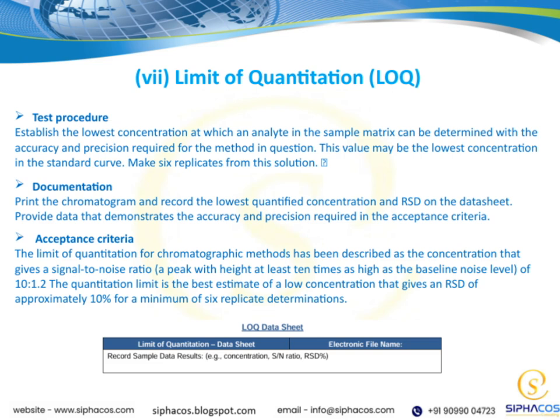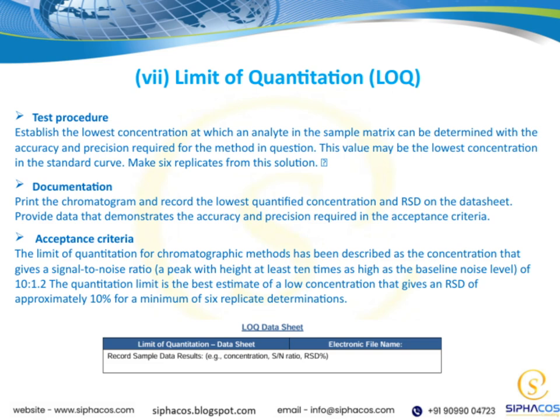Next, we need to document everything carefully. This means printing out the chromatogram, recording the lowest quantified concentration, and noting the relative standard deviation, or RSD. This data helps us demonstrate that our method meets the necessary accuracy and precision criteria for acceptance. Now, moving on to the acceptance criteria.